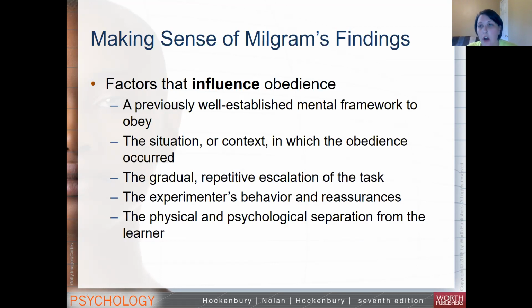The situation or context is important. Who's around you? Are you in a familiar location versus not? Are you in a laboratory versus outside? Those things influence obedience. Really, who's present is very important. Is the person seen as an authority figure? If you have a very young person who seems unsure of themselves, then they will not be considered an authority figure, and the participant won't actually engage in obedience.